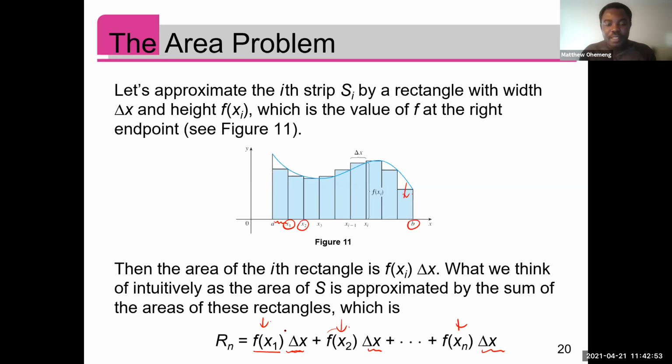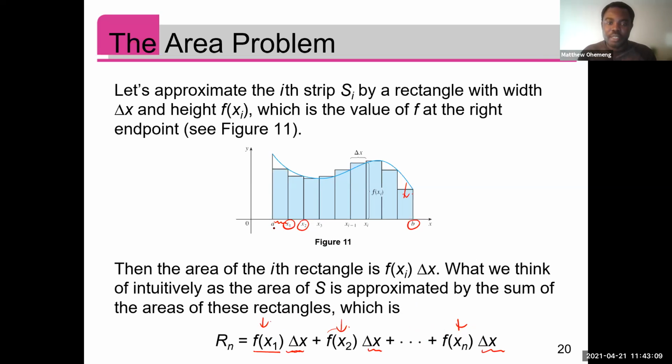But the thing is, writing this is not so convenient. We just learned about sigma notation. So instead of writing this long sum, we can use the sigma notation to make our life easier, right? And you'll see that in the coming slides. But before we do that, let's talk about the left endpoints too.